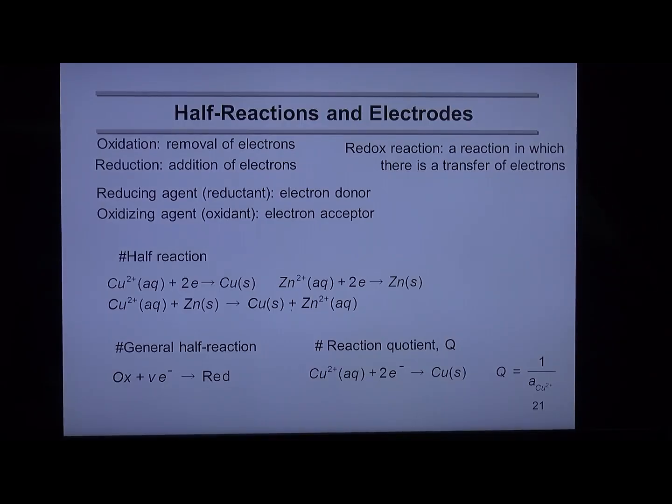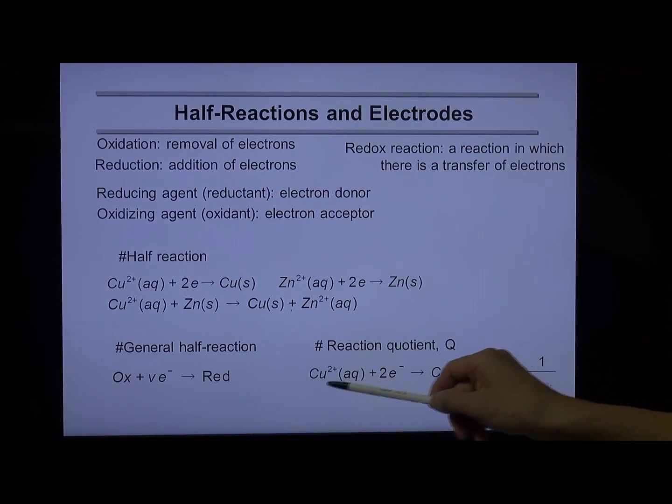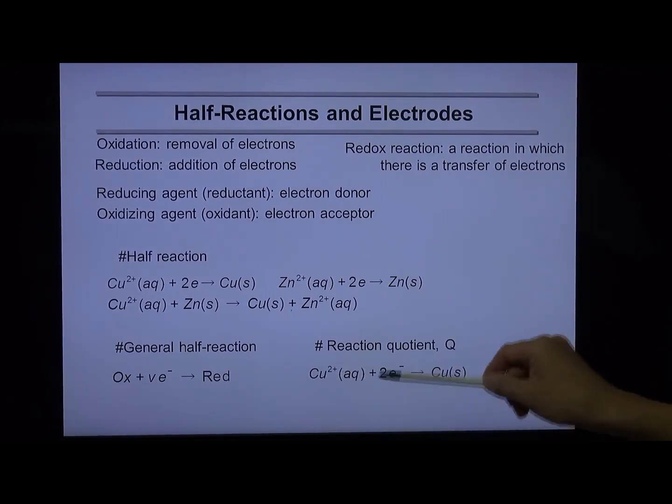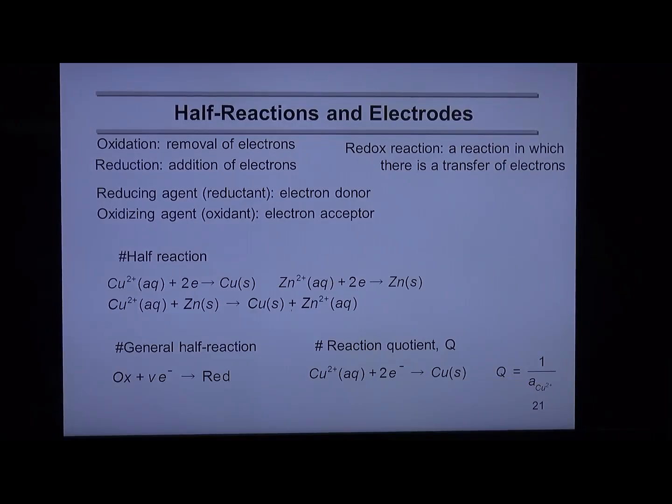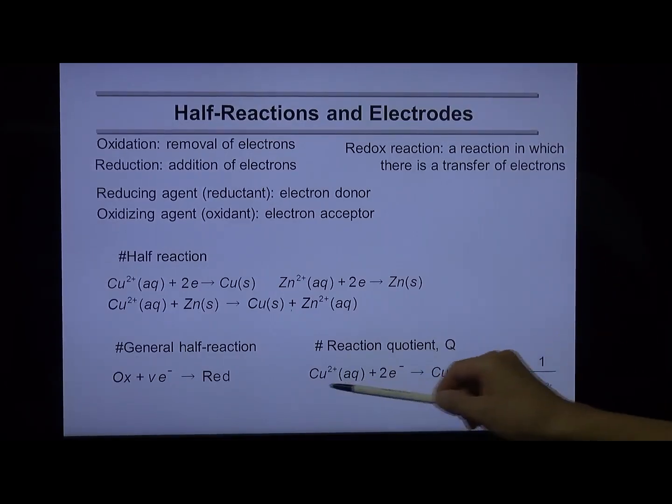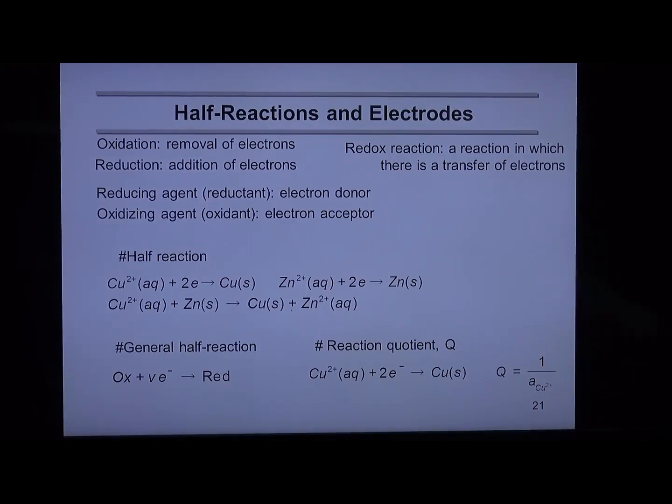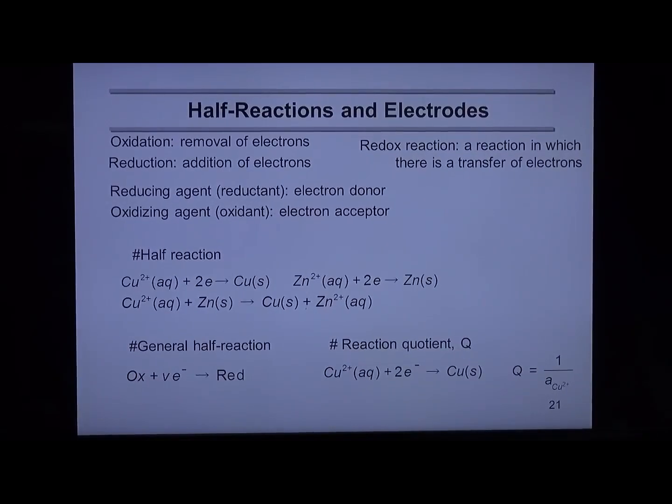And for a half reaction, the reaction quotient Q can be expressed as this, right? Because the ion has activity, the electron does not have activity, so we don't really need to worry about electrons, and pure solid has activity of 1. So simply we can express the reaction quotient for a half reaction as this. Okay? This is the simple case. If it is a little more complicated, we can express it something like this.